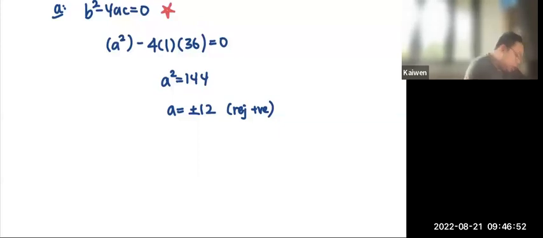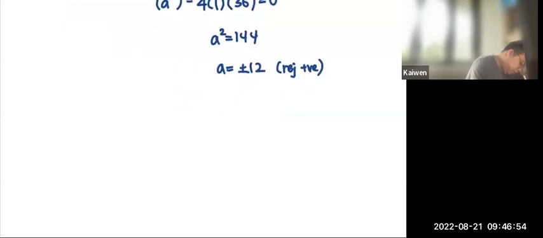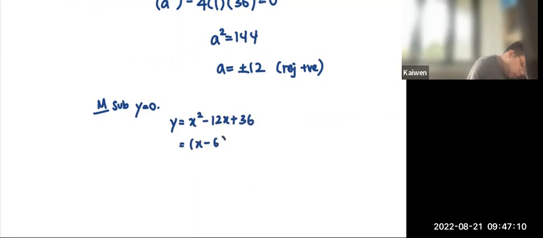Next, we're going to search out for the coordinates of M. So for the coordinates of M, we're going to sub in y equals to 0. And we're going to get y is equal to x squared minus 12x plus 36, which is x minus 6, whole thing squared.